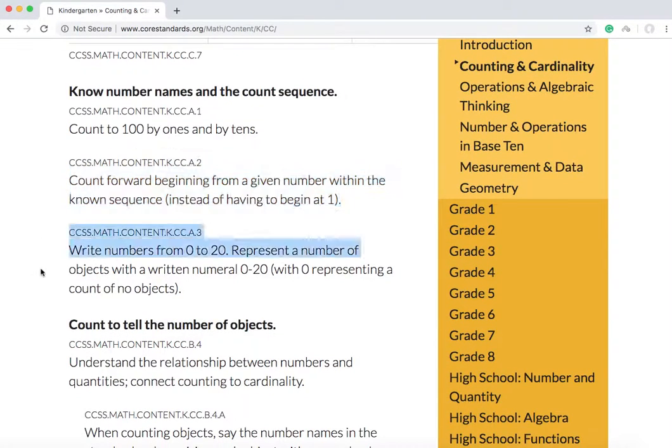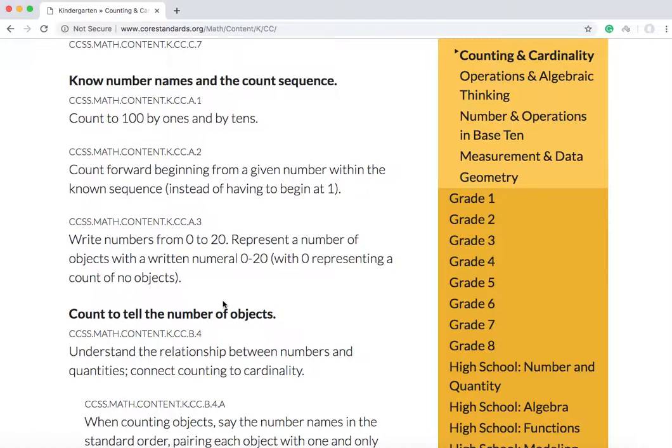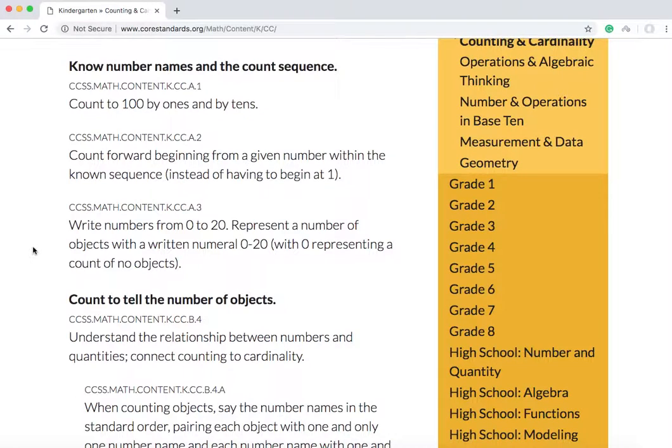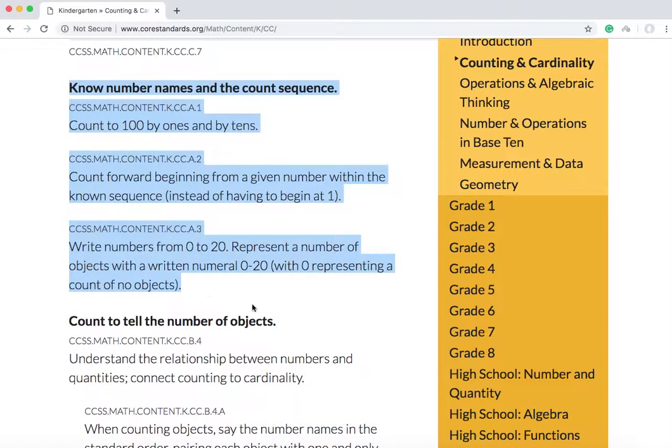And then writing numbers from 0 to 20, most of them could do that. They could recognize numbers. One of my students couldn't. She could do basic 1 through 5 or 6, but she had trouble with her teens. So in that case, I'm going to group her with the kiddos that are learning their tens.